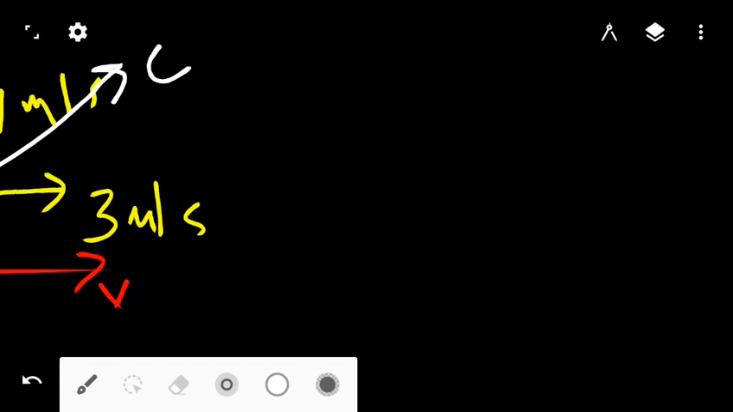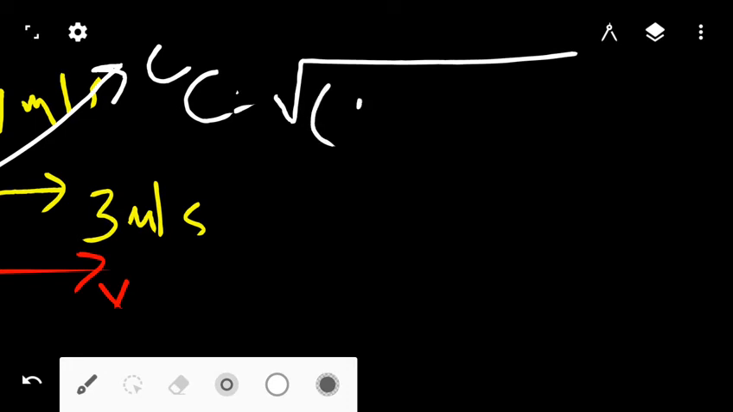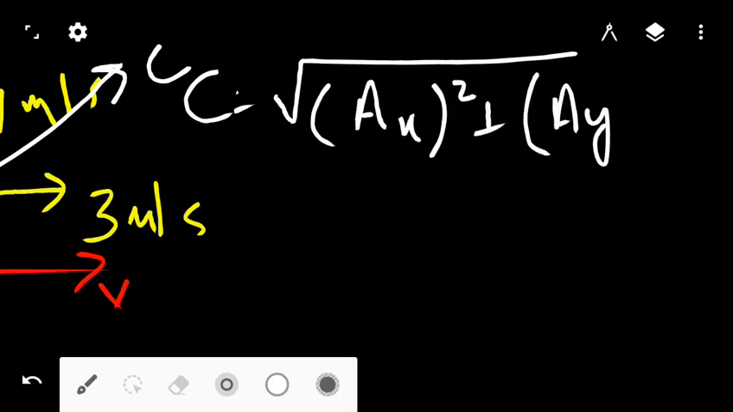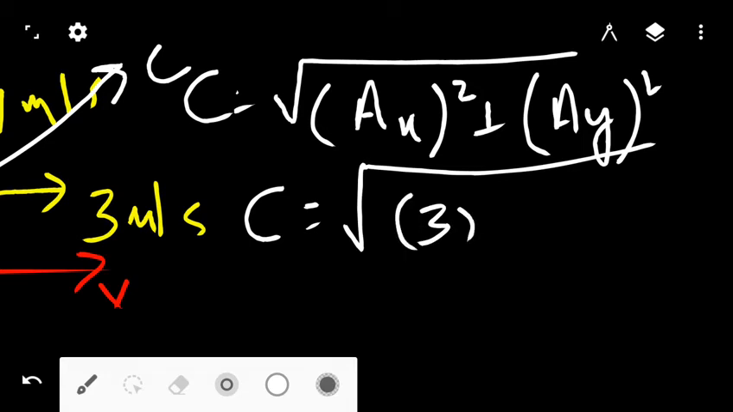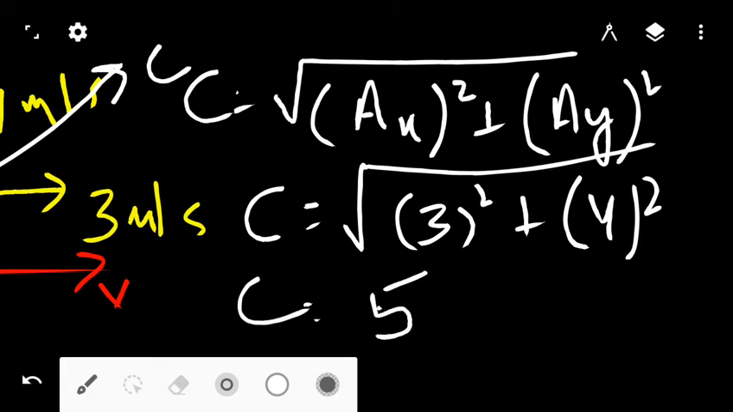That is very easy. It's just like the Pythagoras theorem. You just take the root of the x component squared plus the y component squared. So in this case, the x component is 3 squared and the y component is 4 squared. So we get an answer of 5 meters per second.